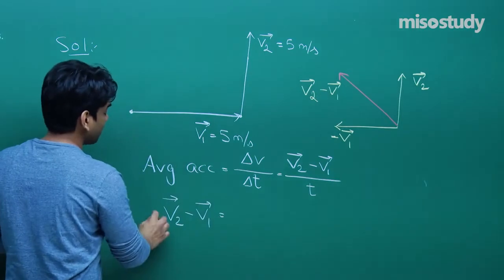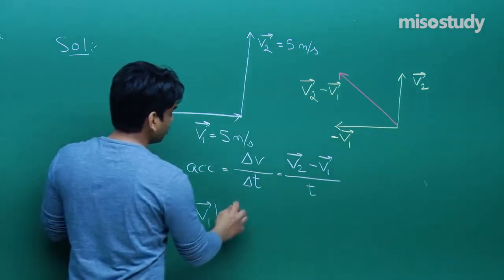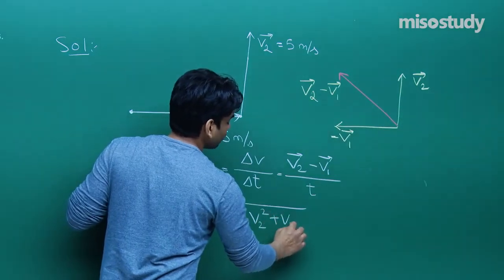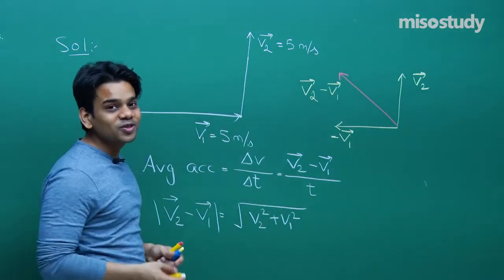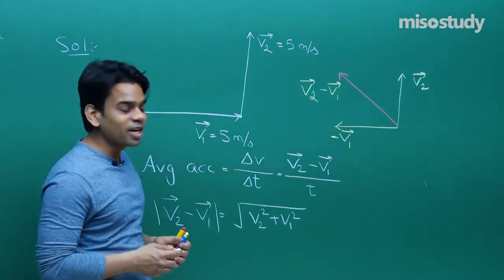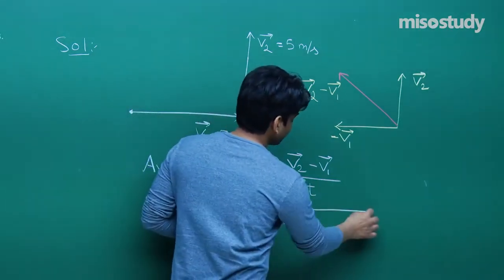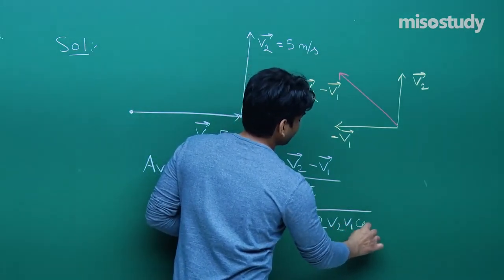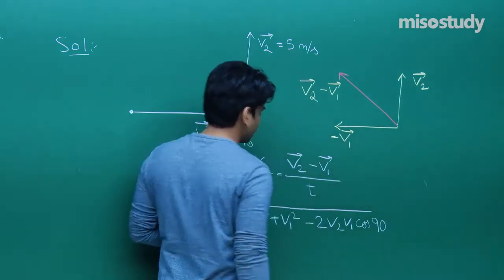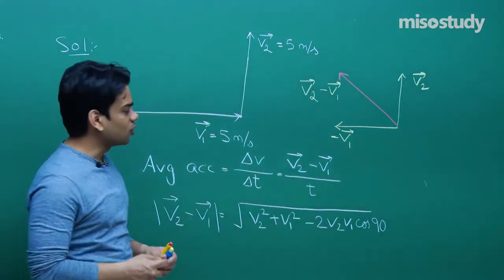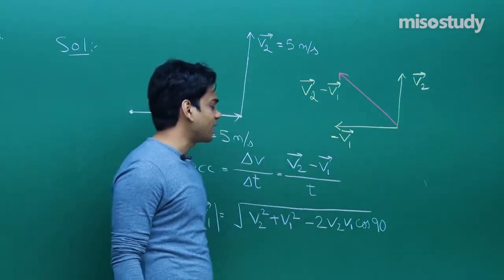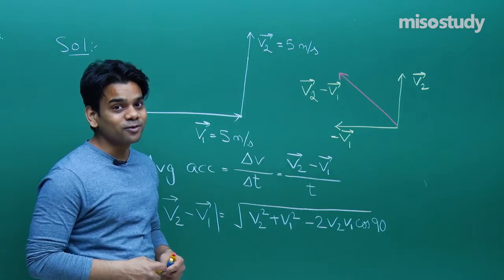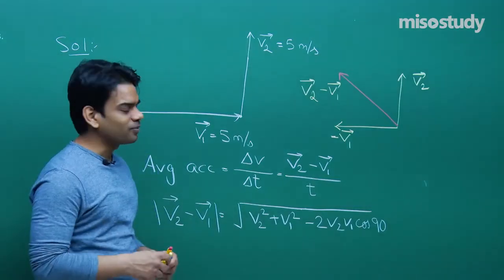Its magnitude will be simply under root V2 whole square plus V1 whole square minus twice of V1 V2 cos of the angle between them. Since the angle is 90 degrees, that will turn out to be 0. So that's not a problem, because cos 90 is 0, so need not worry about that. V2 whole square plus V1 whole square, that means 5 whole square plus 5 whole square, that will be 25 plus 25, that will turn out to be 50.